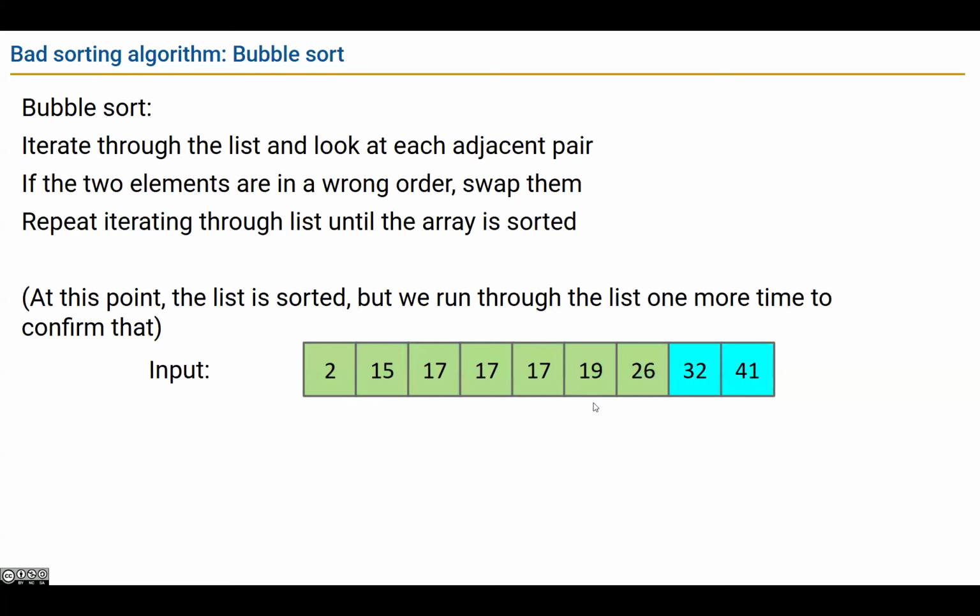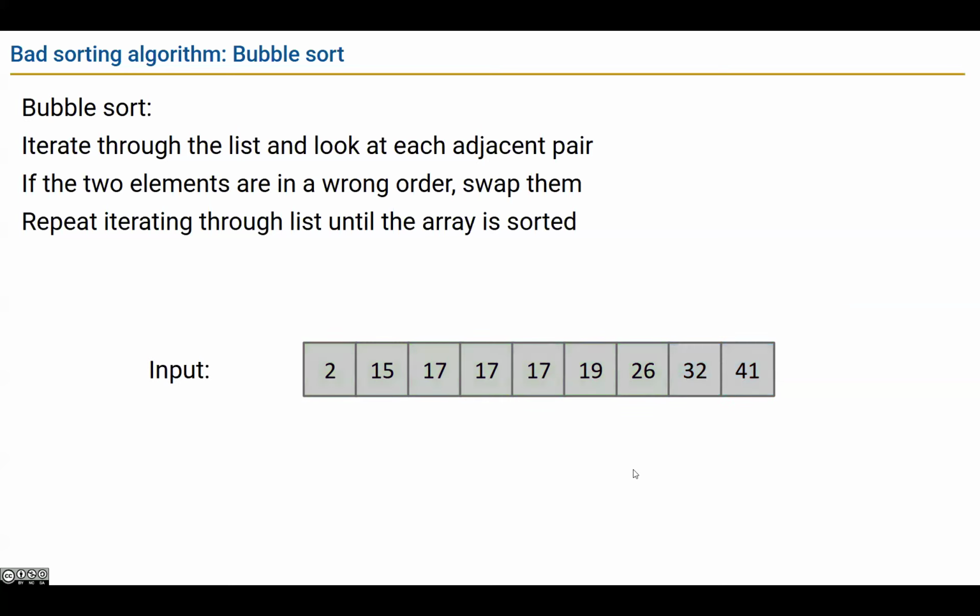This is already sorted at this point, but we still need to run through the list one more time to confirm that. So we just keep going. Check, check, check, check, check. No swap, no swap, no swap. Once we go through this entire list once and we have no swaps in a pass, then we know that the list is sorted, and then we're done.